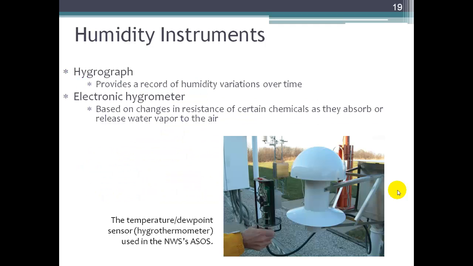A hygrograph is a device that measures humidity over time. So like we saw with the barograph and the thermograph, there's also a hygrograph that you can see the trend of humidity over time. And then an electronic hygrometer, like the one you see in the picture below here, is based on resistance of certain chemicals if they absorb or release water vapor into the air. So it's a chemical process. So here we have a temperature dew point sensor, a hygrothermometer. It's doing both. It's measuring the air and the dew point temperature.